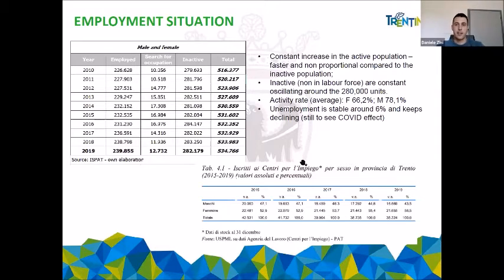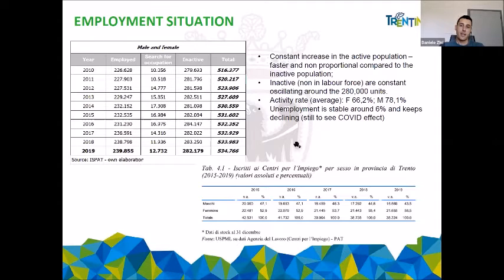Talking about activity rates, the average for all age classes is set at 66.2% for women and 78.1% for men. The classes with the highest score of occupation, so the activity rate for age classes 30 to 50, is set at 80 for women and 95 for men. Unemployment is stable and keeps oscillating around the 6%.